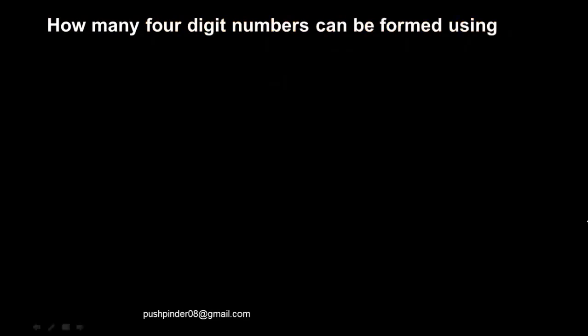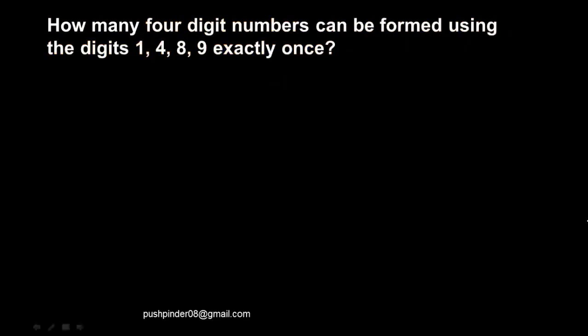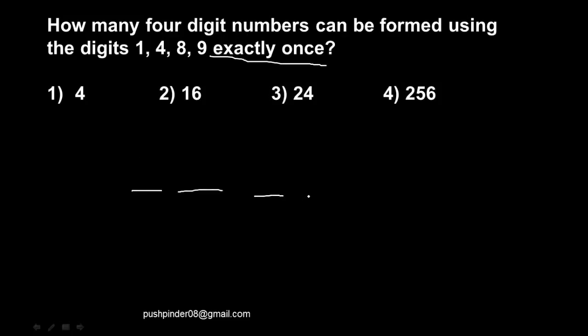Okay, so how many 4-digit numbers can be formed using the digits exactly once? Now this is a different question. Exactly once means you cannot use them more than one time. You're forming a 4-digit number, so that means 4 slots. Over here you can use any of the 4 of them, but if one of them is used, you can't use that one again, and that means your answer is nothing but 4 factorial. Easy question, pretty simple stuff. Let's move forward.